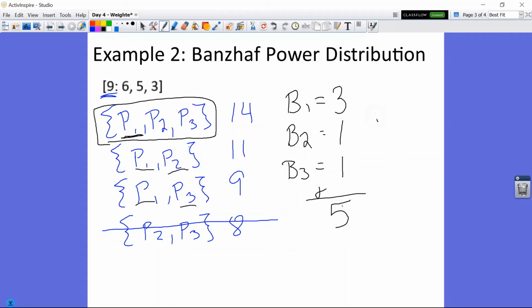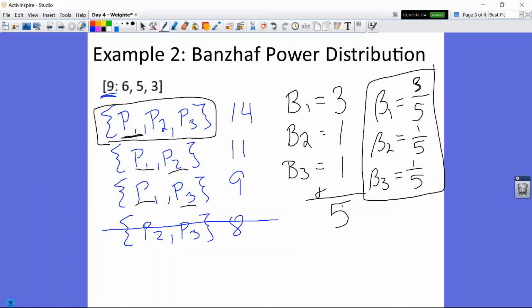So then our power distribution, we use this Greek letter, capital Greek letter beta. It's the number of times that that player was critical over the total critical count. So 3/5 for player 1, 1/5 for player 2, and 1/5 for player 3. So this is our power distribution.